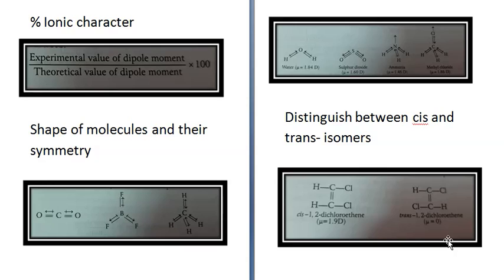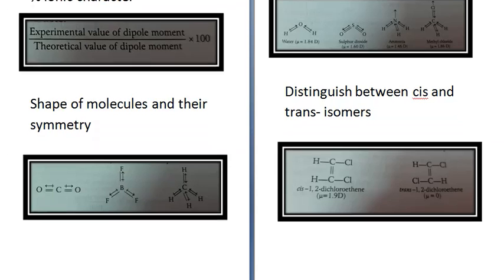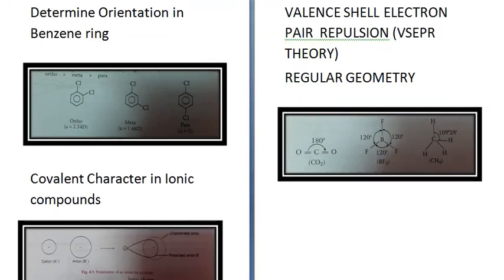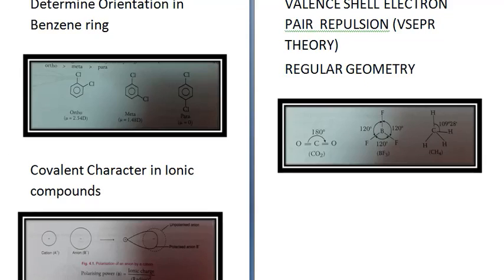Next application of dipole moment is to determine orientation in benzene ring. Now, greater the dipole moment, greater is the asymmetry. In general, dipole moment follows the order: ortho compounds have greater dipole moment than meta compounds, and then para.